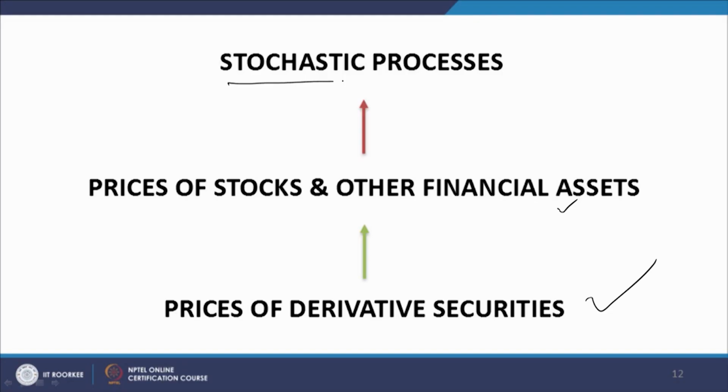Therefore, the underlying assets on which derivative contracts are written are invariably assets whose evolution is embedded with a certain amount of randomness, and such processes, whose future evolution is not perfectly predictable, which have an element of randomness in their evolution, are called stochastic processes. So, prices of derivatives are functions of prices of underlying assets, which are stochastic processes.